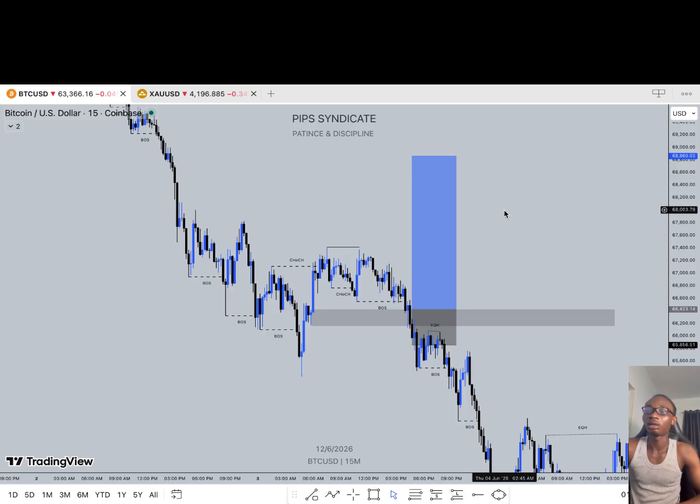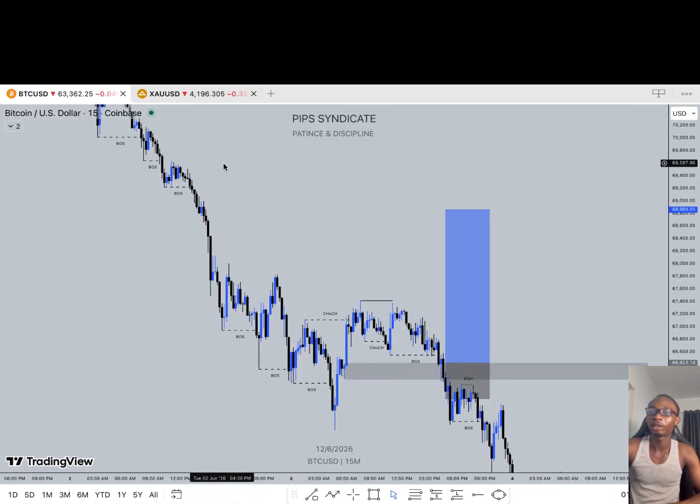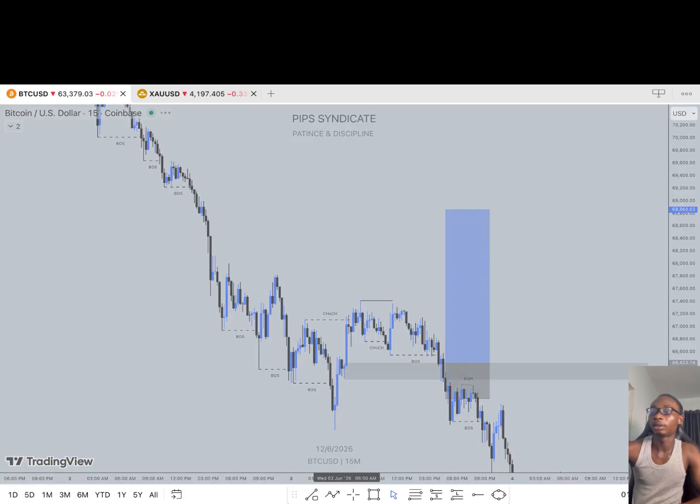As you can see here, we have a change of character. We had been in a downtrend, but after price swept liquidity at this level, this week's low, and this was the other block that caused this change of character. I'm going to walk you through how I got my confluence first on the higher time frame, so let's go to the 1 hour.